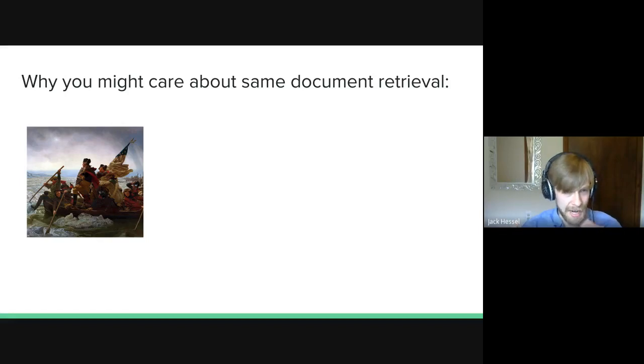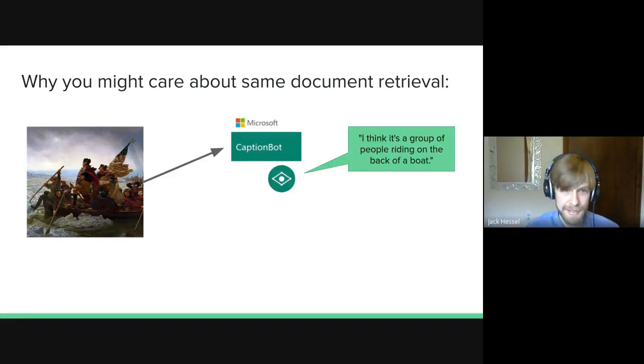Now, if you were to hand this image to a state-of-the-art image caption generation model trained with a generation objective, it might output something like this. I think it's a group of people riding on the back of a boat. I'm not trying to downplay how very cool it is that CaptionBot was able to recognize that there's a boat and some people and they're riding on it. But I feel like this image is much more than just a group of people riding on the back of a boat, right? This is not just people on a boat. This is Washington crossing the Delaware.